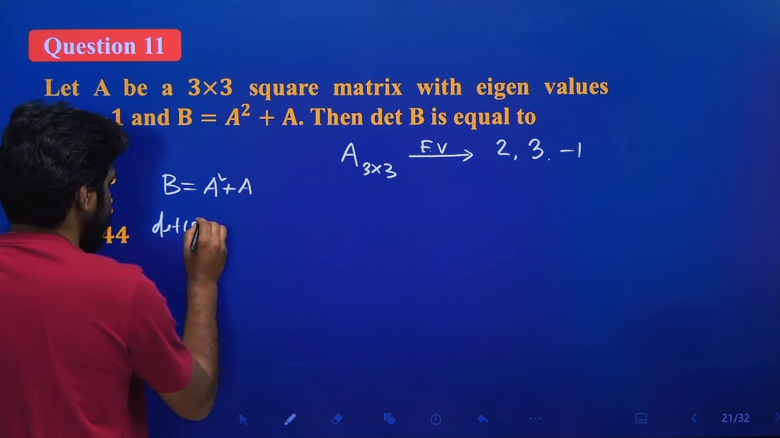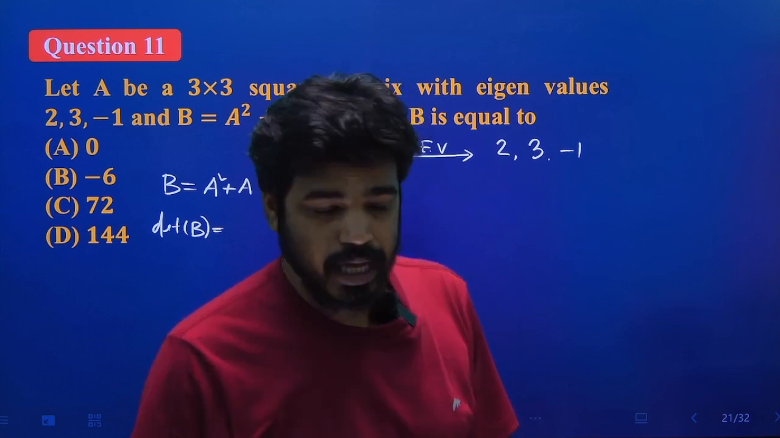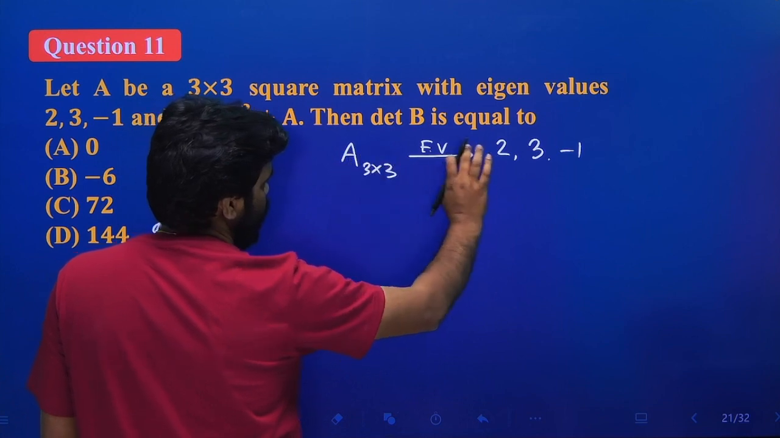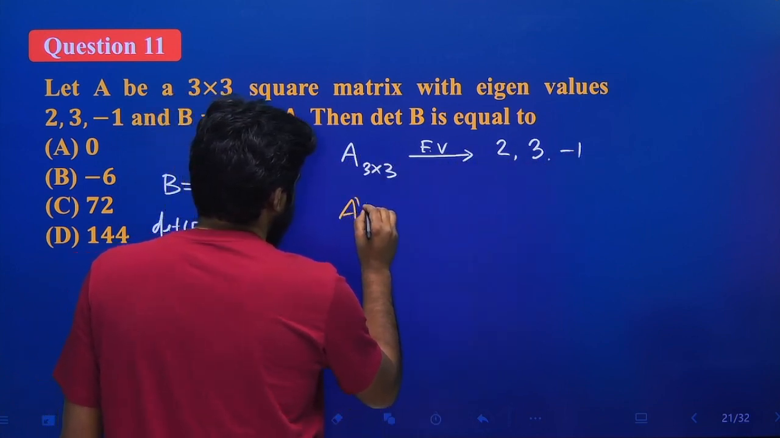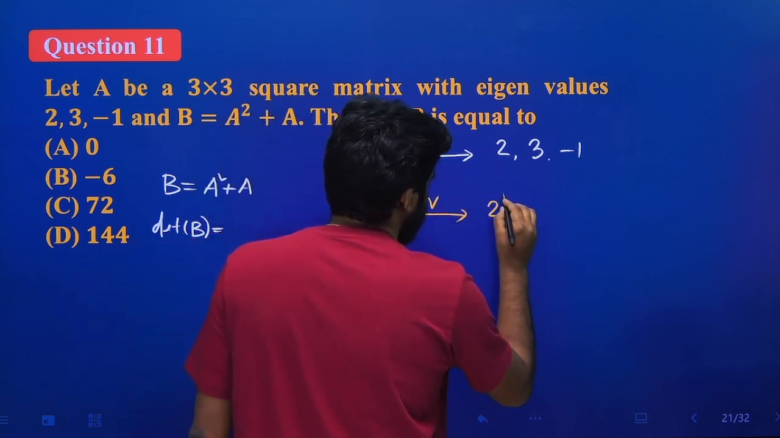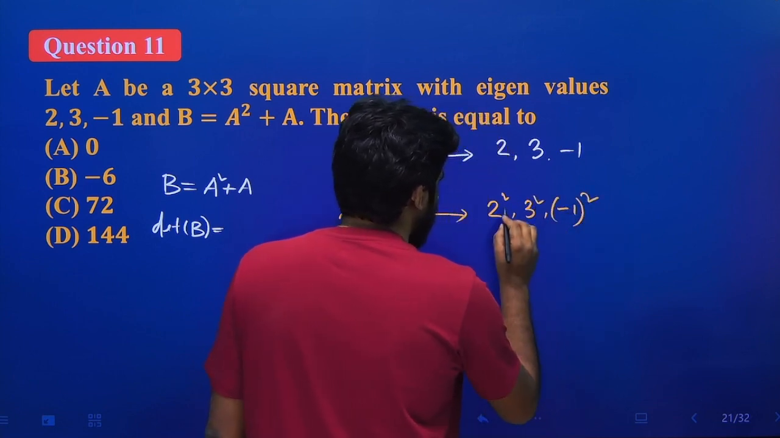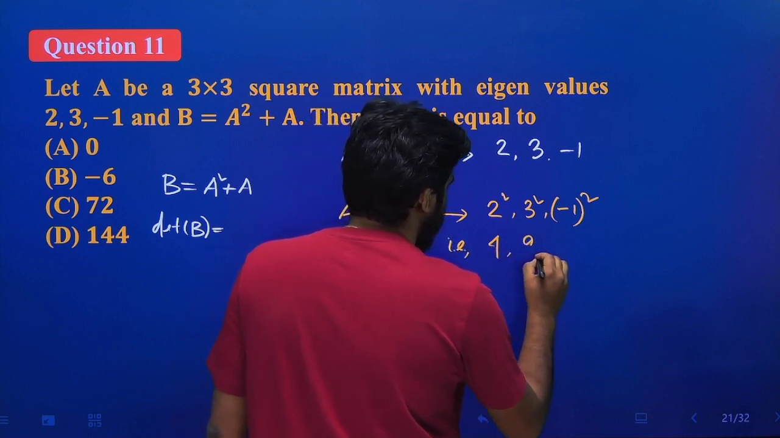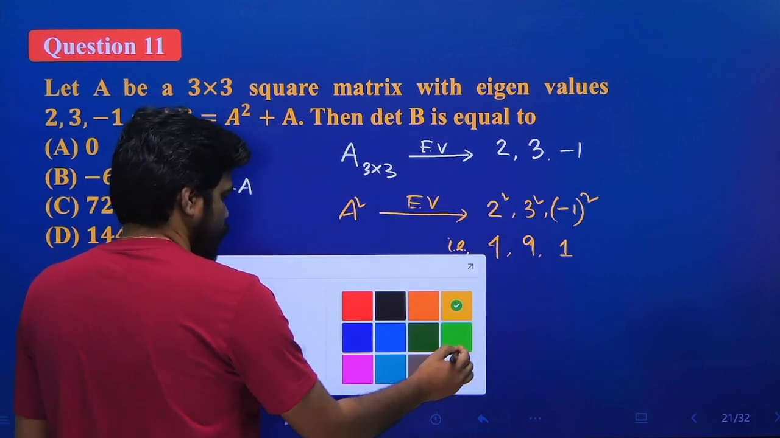We know that the determinant of B is equal to the product of the eigenvalues. So see, what will the eigenvalues of A square be? The eigenvalues of A are 2, 3, minus 1. Then the eigenvalues of A square are 2 square, 3 square, minus 1 square, that is 4, 9, 1.